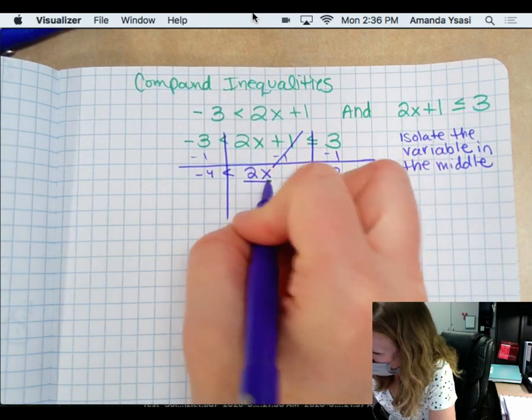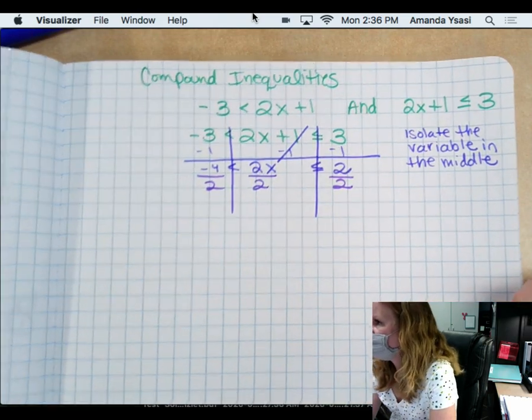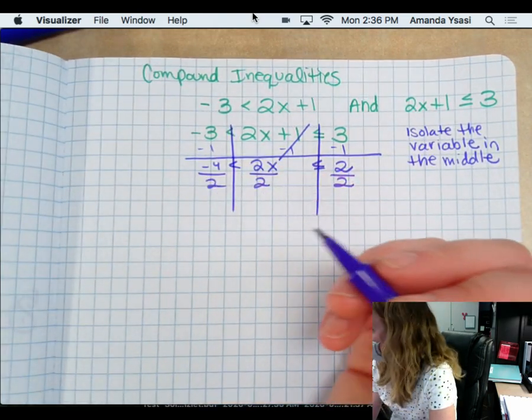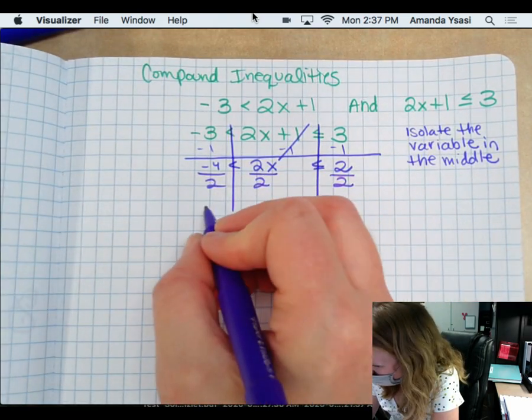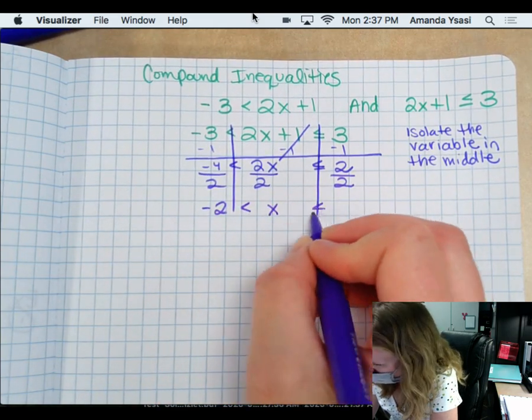And then divide by 2. And since it's positive, that doesn't change our inequality symbol at all. So negative 2 is less than x is less than or equal to 1.